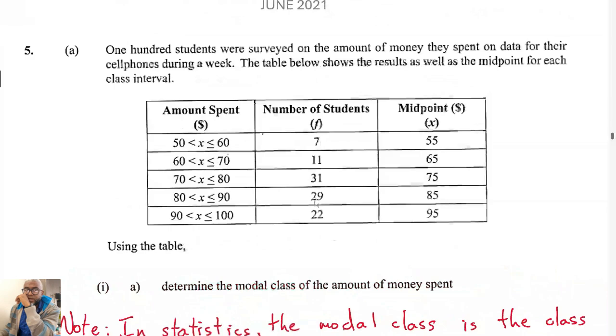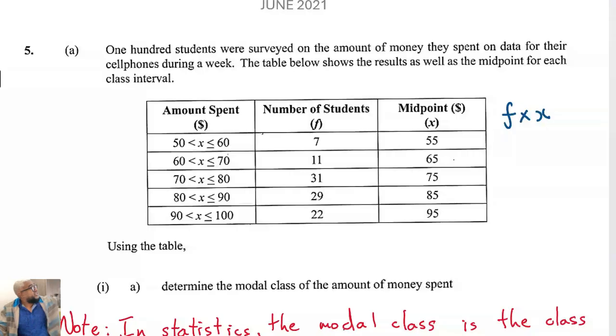So we're going to look at the table now. So let's put the amount spent, put the class intervals. You're not drawing no lines, right? You all understand what I'm saying? Amount spent, put these figures, number of students, F, put these, then put midpoint. And then I want you to put a column with F multiplied by X, right? Put a column with F multiplied by X. You all see what F is? F would be 7, 11, 31, 29, and 22. X would be 55, 65, 75, 85, and 95, right?